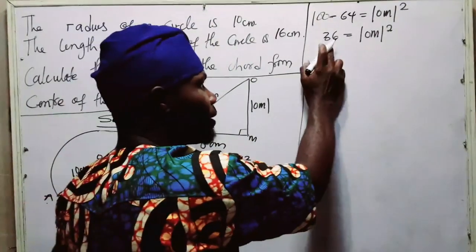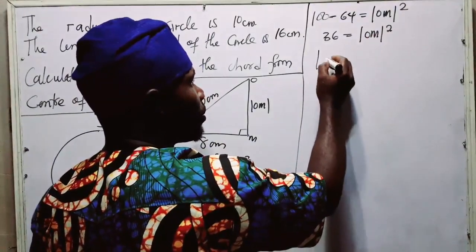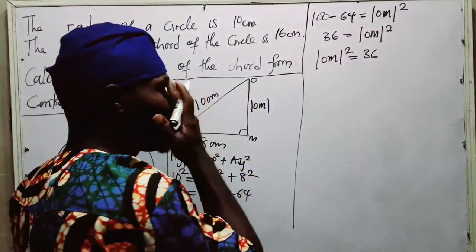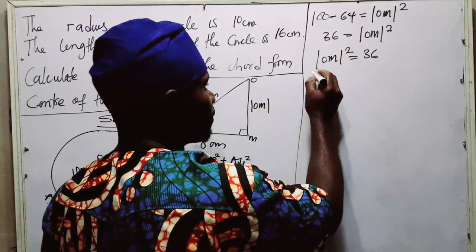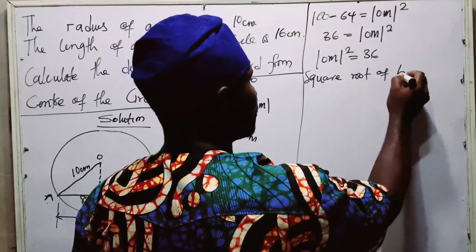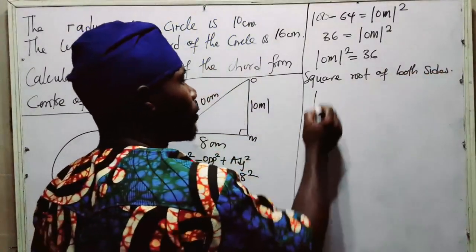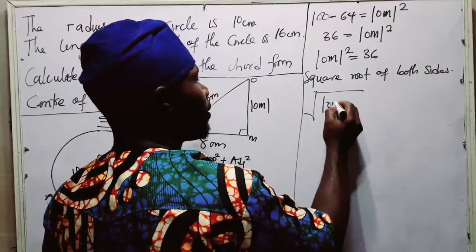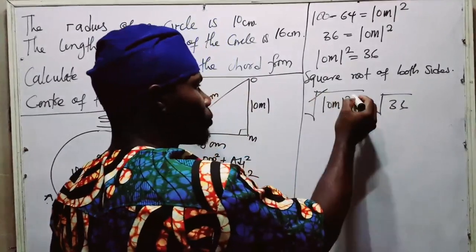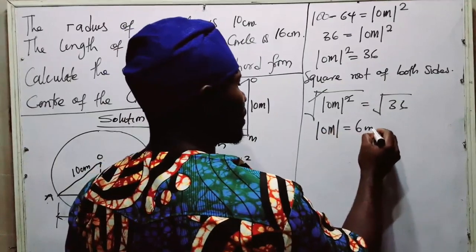So if 36 is equal to line OM squared, you can also say that line OM squared is equal to 36. So let's find the square root of both sides. If I'm finding the square root of both sides, we have line OM squared is equal to root 36. So this root will cancel this. It will remain OM is equal to 6 centimeters.